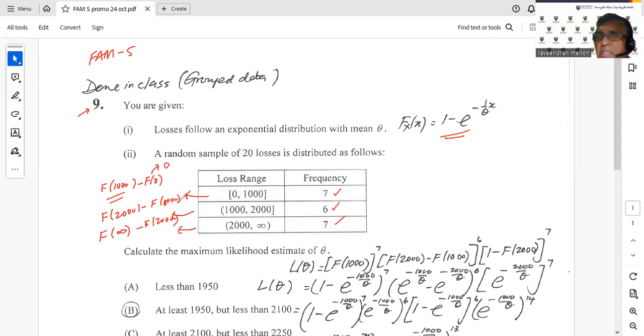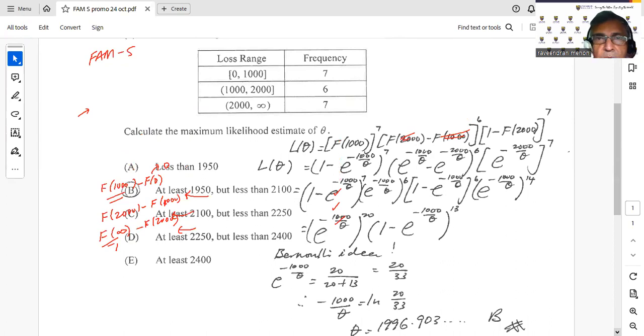Again, when I say F, I'm talking about the CDF. And F of infinity is 1. So for the last group, I have 1 minus F of 2,000, which will serve as my probability. The frequencies are all given. So we can set up the likelihood function straight away. I have done it for you, so let's go through it very quickly.